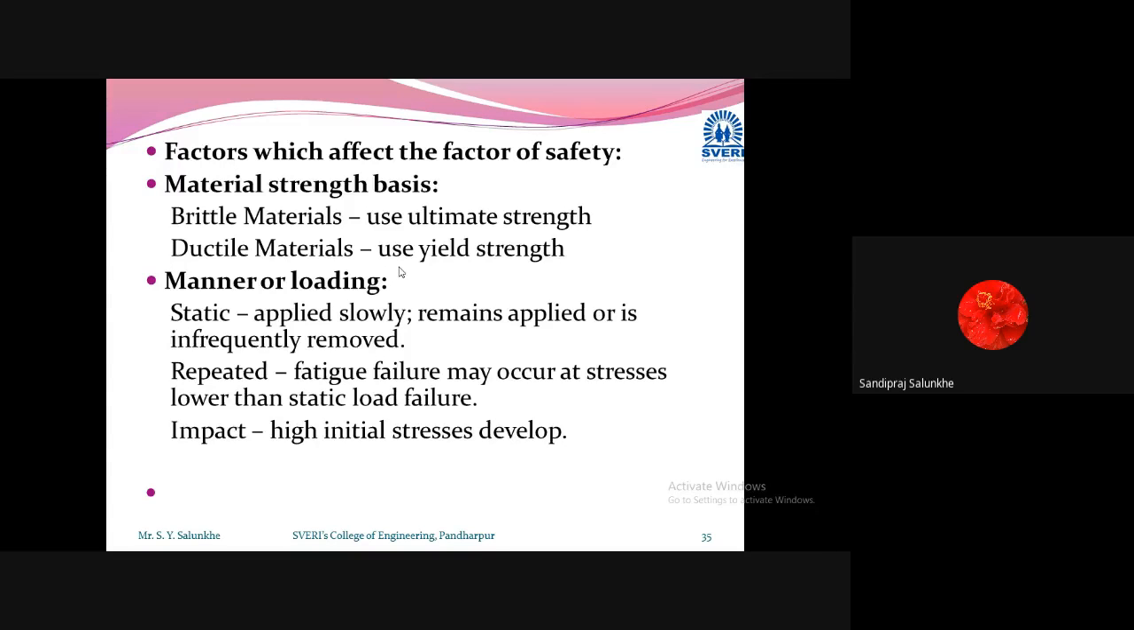The loads we have already seen: the static load. If the load is applied gradually, slowly, and remains applied, or does not change with respect to time, then in that case we may have some relaxation. Once the load of 10 kilonewton is applied, it will remain 10 kilonewton. It will not become 9 and later 10, later 11. It is not frequently changing. So that's why we can have some relaxation in that case. So that load has to be considered.